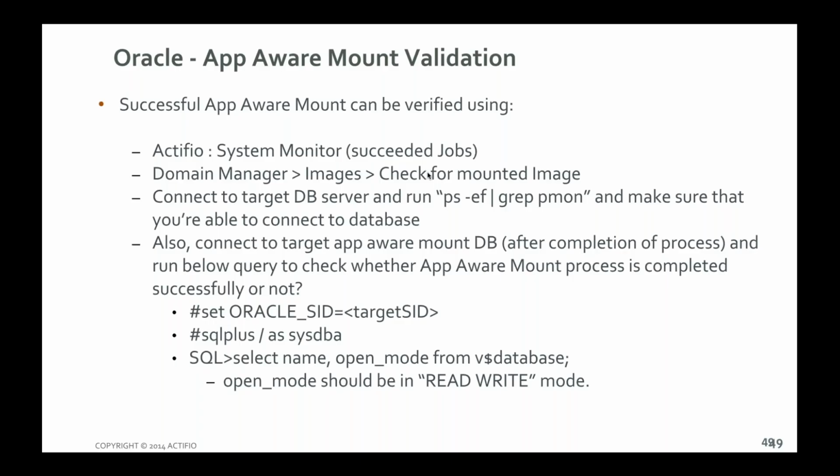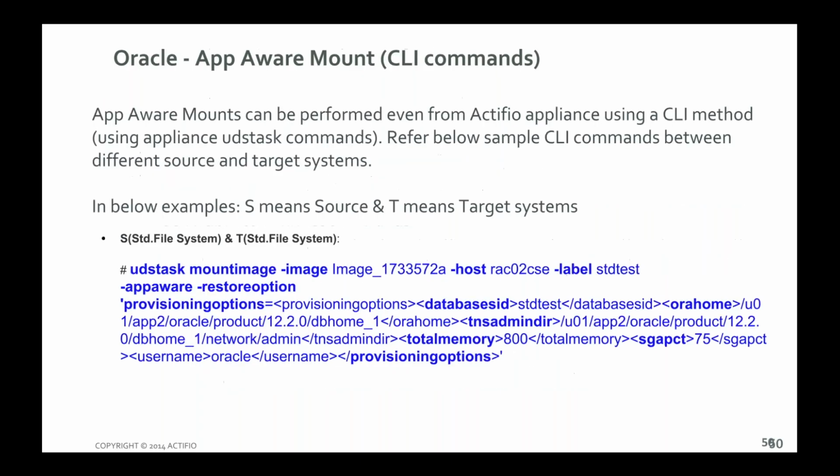And like standard mount, here also you have CLI methods for app aware mount. Say for example, for a DevOps purpose, I wanted to create, or refresh, my app aware mount database on a daily basis, or I want to create new app aware mount or new test and dev databases as part of my DevOps process. And you are using some Jenkins tool, some kind of automation tool to do this. Yes, we provide CLI commands like standard mounts. We provide CLI commands even for app aware mounts.